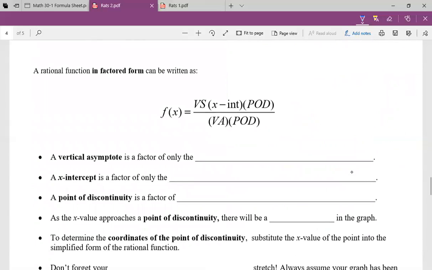A rational function in factored form can be written with a vertical stretch. An x-intercept is a factor of only the numerator, a POD is a factor of both the numerator and the denominator, and a vertical asymptote is a factor of only the denominator. So a vertical asymptote is a factor of only the denominator. An x-intercept is a factor of only the numerator. A point of discontinuity is a factor of both the denominator and the numerator.